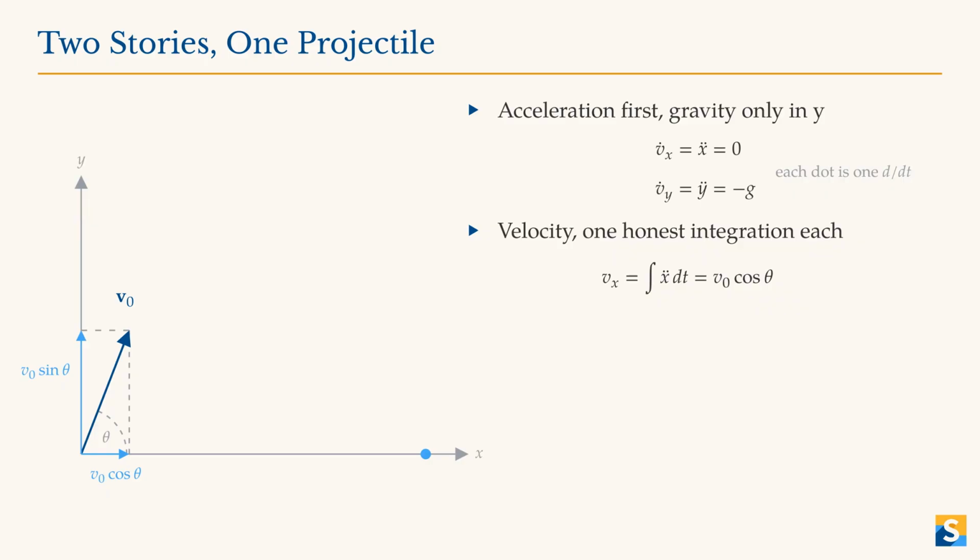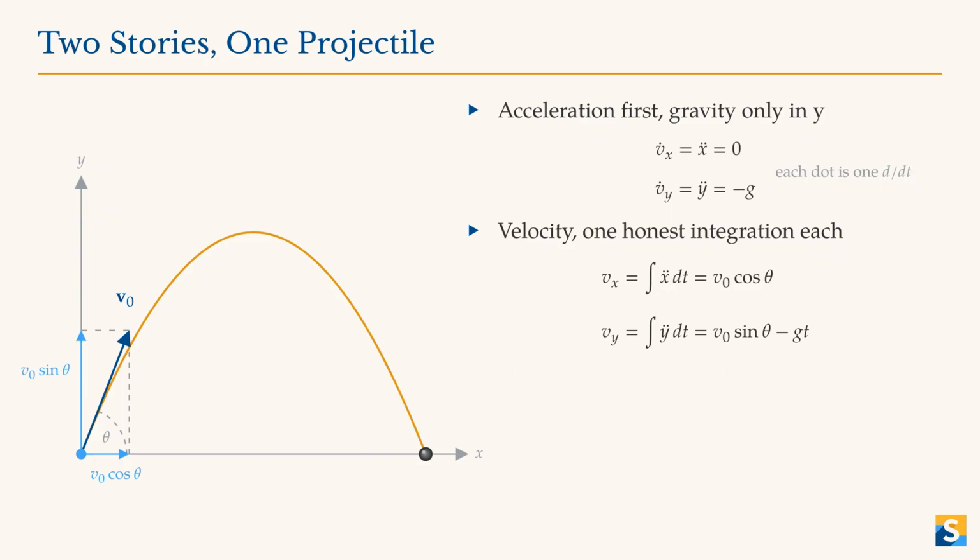The vertical story integrates just as honestly. Vy starts at V0 sine theta and gravity docks it g every second. The slide keeps the running balance. The dot on the y-axis climbs, slows, pauses, and falls back. Now run both stories together. Their crossing point is the projectile, and the parabola blooms out of 2 straight-line motions.